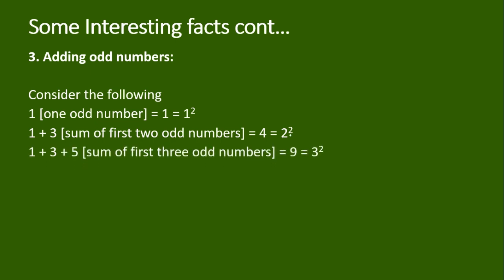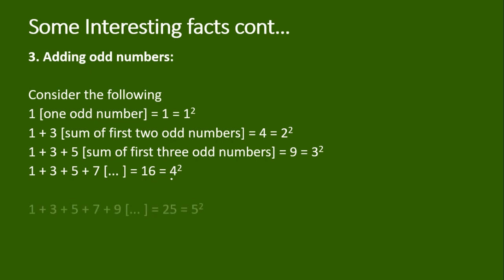Now, adding the first three odd numbers, that is 1 plus 3 plus 5. So, 1 plus 3 plus 5 is equal to what? That is equal to 9. And 9 is equal to what? That is equal to 3 square. Now, next I am going to add the first four odd numbers. That is 1 plus 3 plus 5 plus 7. So, this is equal to 16. 16 is equal to 4 square.